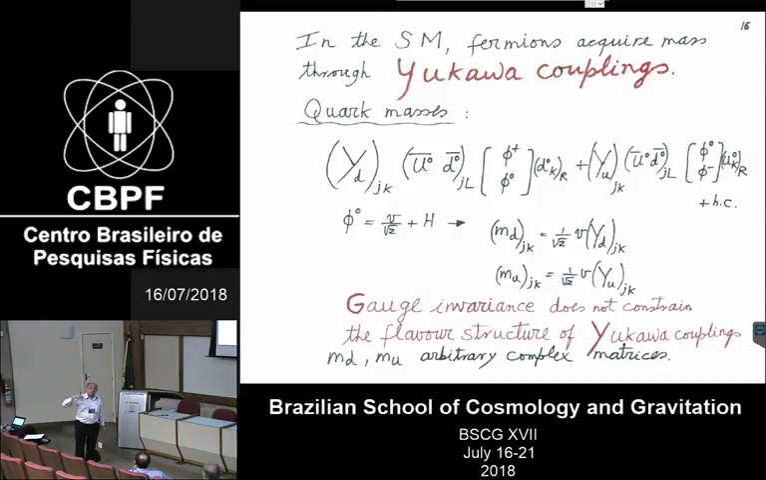But there is something much more interesting, which is to have a vector-like particle. In other words, a particle whose left-handed and right-handed components transform in the same way. That is a very interesting possibility. It's still not ruled out.